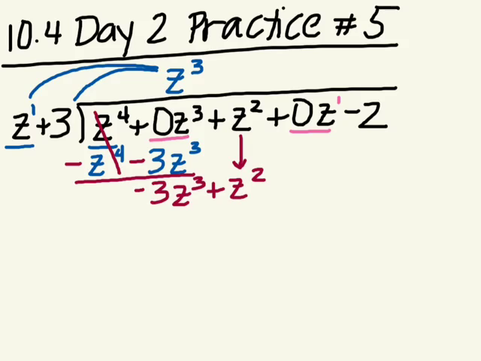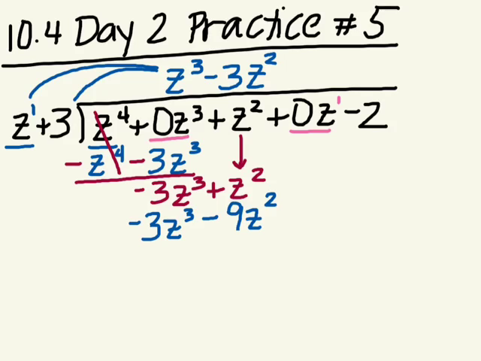Now we want to know what we can multiply z by to get -3z cubed. I'm going to need a -3. Z to the 1st, to multiply that and get z cubed, I need z squared. And you'll notice everything is lining up on my problem. My z squared is over my other z squared. And now I multiply through. -3z squared times 3z is -9z squared. And -3z times z is -3z cubed.